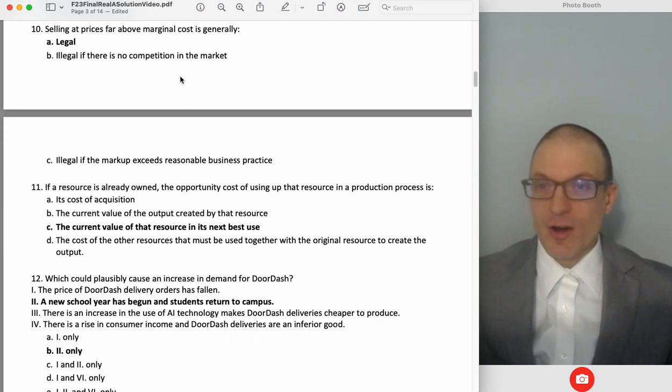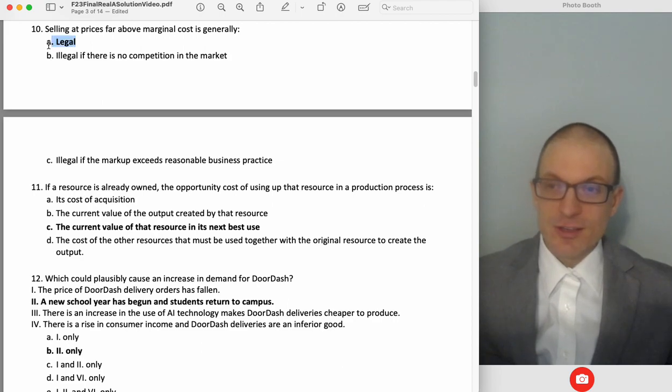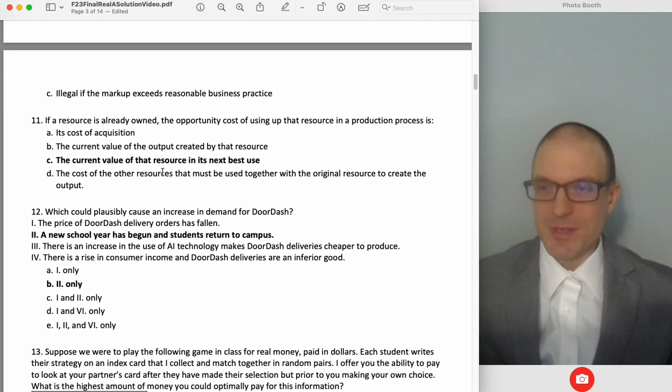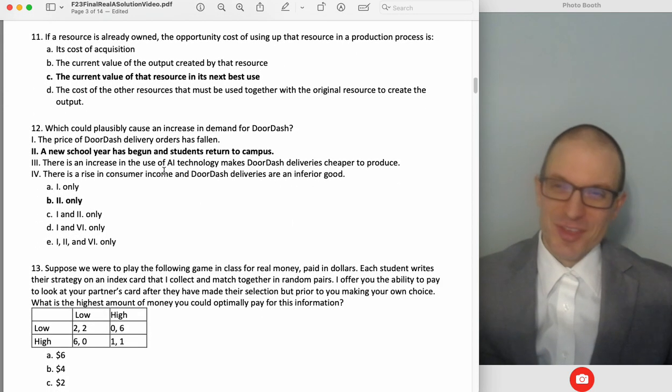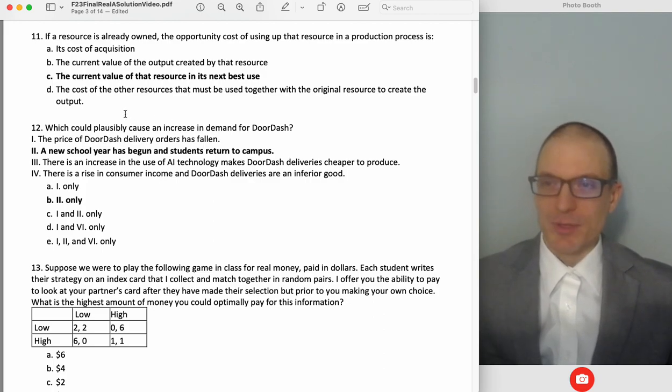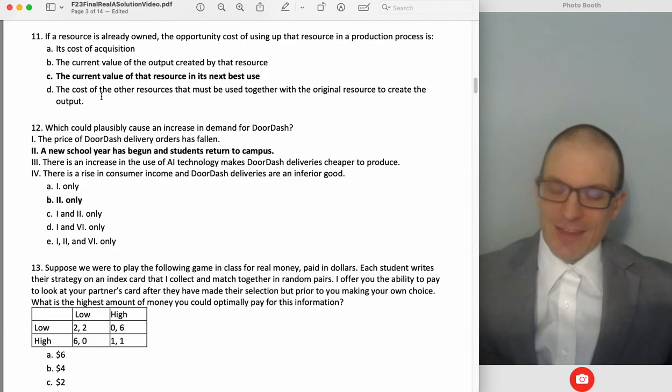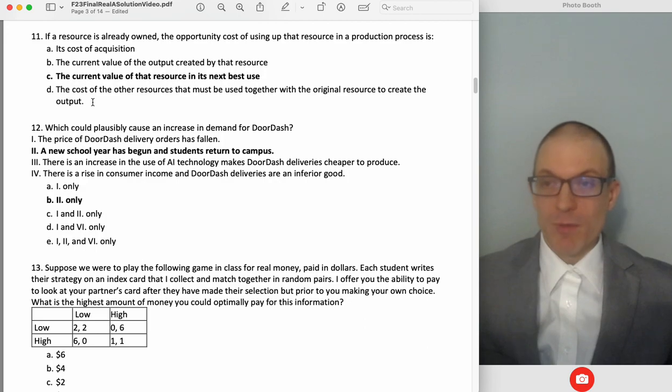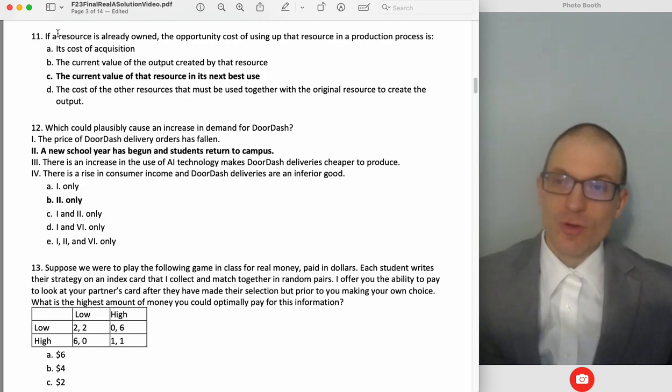Selling at prices far above marginal cost, yeah, it's legal. You can sell at prices far above marginal cost. You can have a huge markup. Common misconception, it's not illegal to be a monopoly, though it's illegal to do monopoly things, so to speak, right? Monopolization. So predatory pricing or anti-competitive acquisition of market power, leveraging market power from one market into another, call that tying.